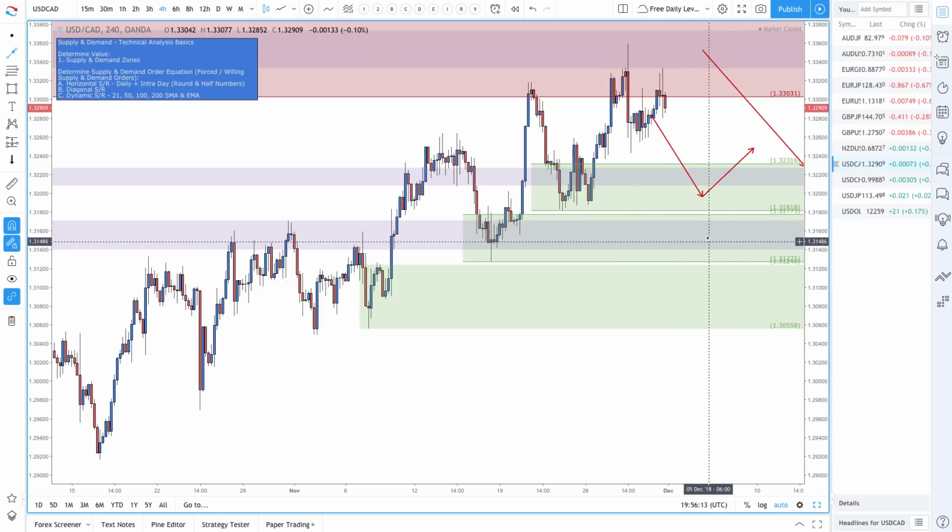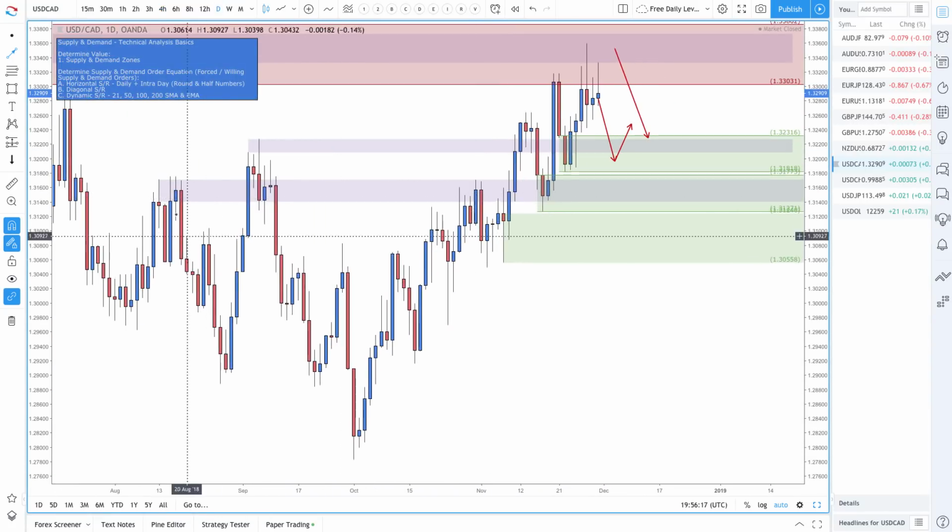If not, then you're looking at this lower area right here, which again on the daily, you've got resistance, a bit of support there, resistance, resistance, a bit of support here. So more clearer, I would say, is this lower area if we do come down into this area here.